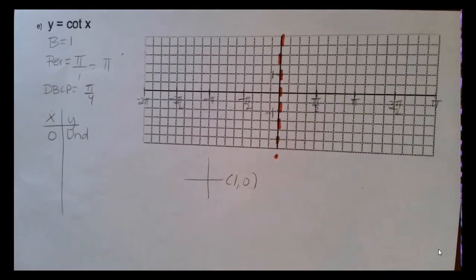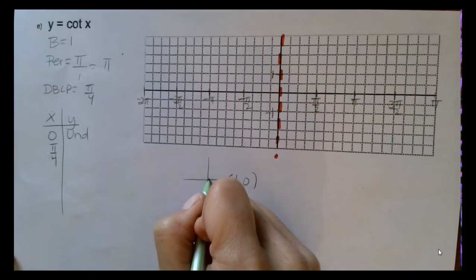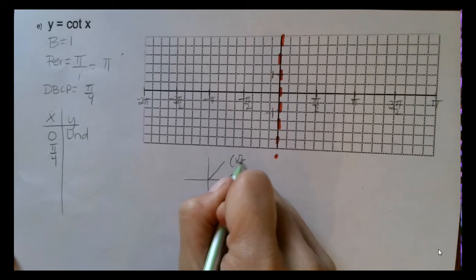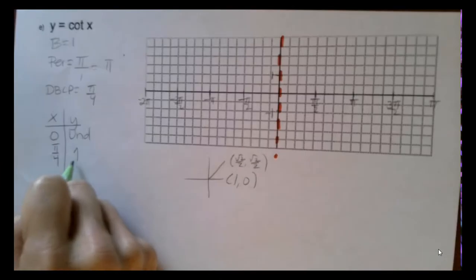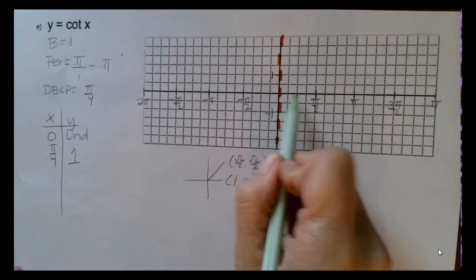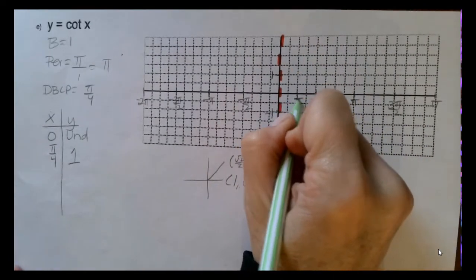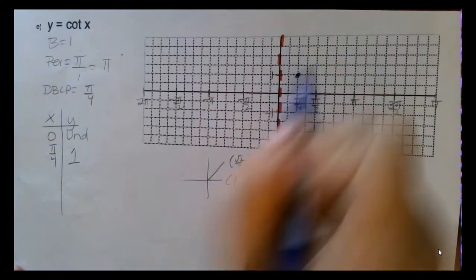Now, because the distance between critical points is pi over 4, that's the next one I'm going to put in. At pi over 4, the coordinates are root 2 over 2, root 2 over 2. Cotangent is x over y, so it's 1. And pi over 4, you guys, is halfway between 0 and pi over 2 right here. So at pi over 4, it's equal to 1.